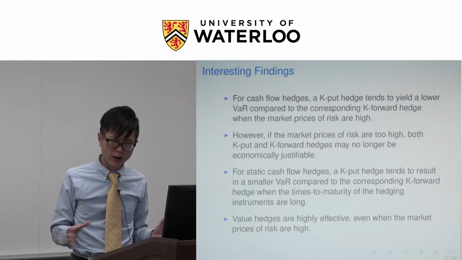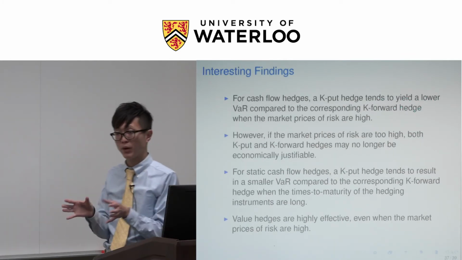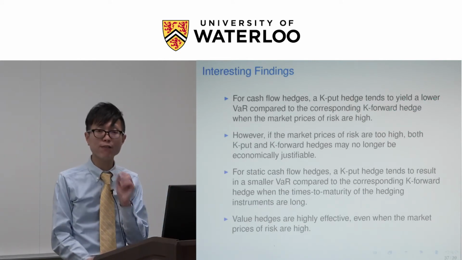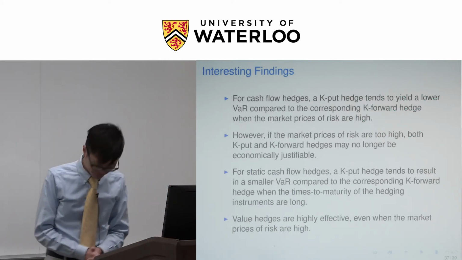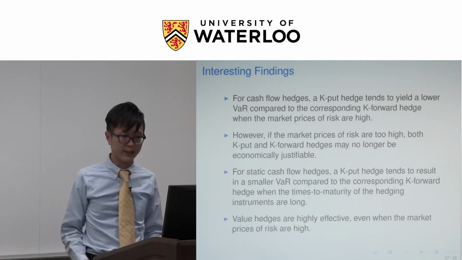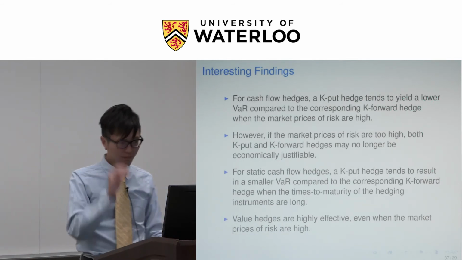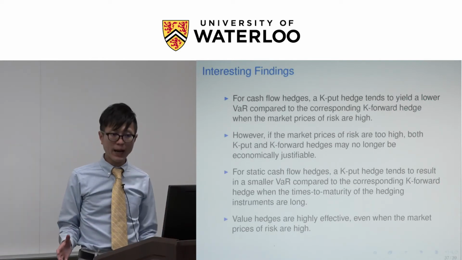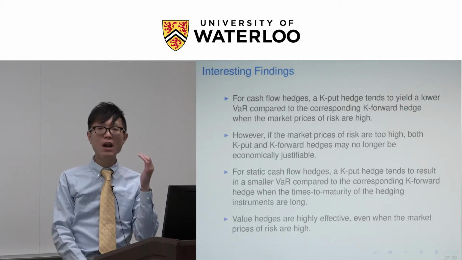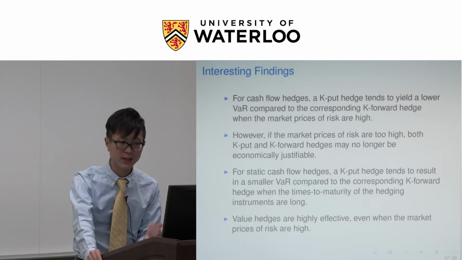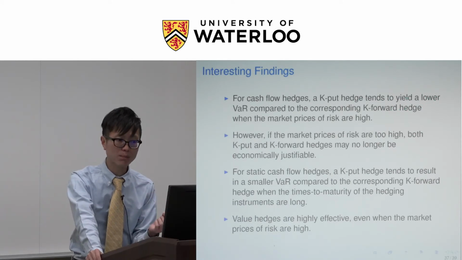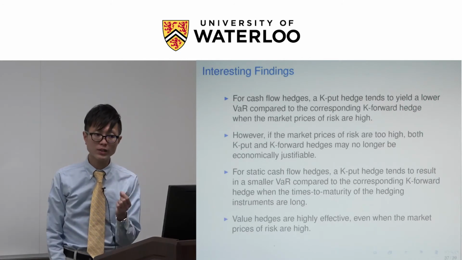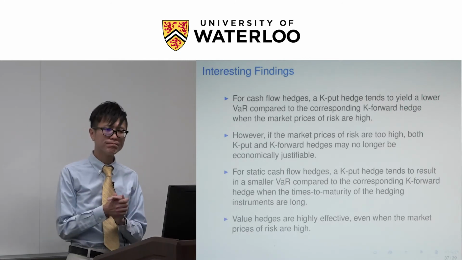I'm not going to go through every single number in the empirical results, but I would like to highlight the interesting findings that we have obtained. Number one, for cash flow hedges, a K-put hedge tends to yield a lower value at risk compared to the corresponding K-forward hedge when the market prices of risk are high.